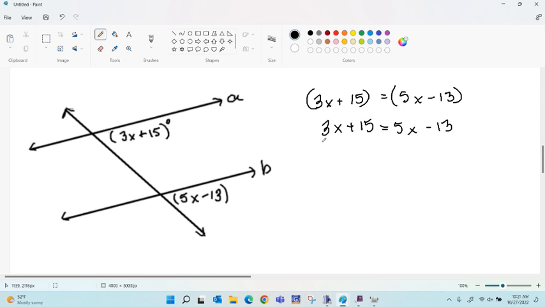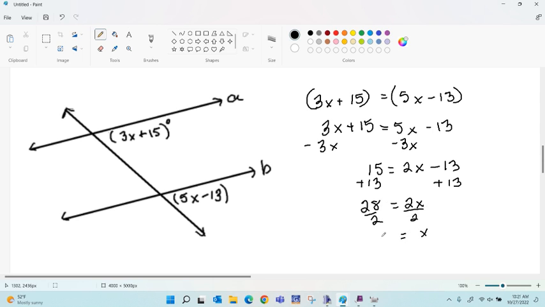Yes, subtract 3x on both sides. Beautiful. Because then we have 15 equals 2x. The x is on just one side now. Minus 13. It makes a nice, easier problem. Then you're going to add the 13 to the 15. Plus 13. So 2x equals 28. Divided by 2 on both sides. That gives you 14.